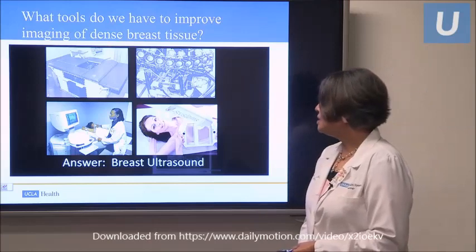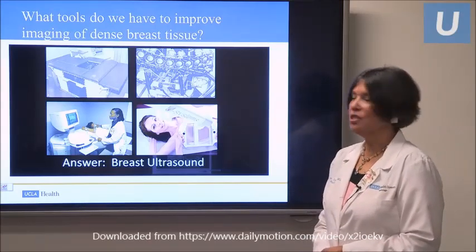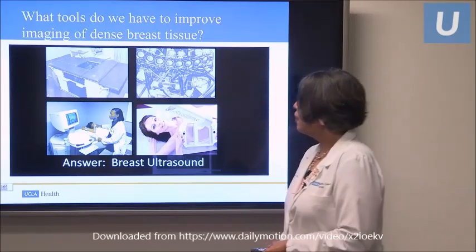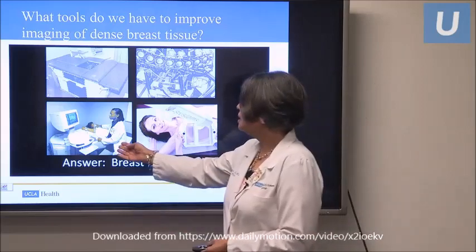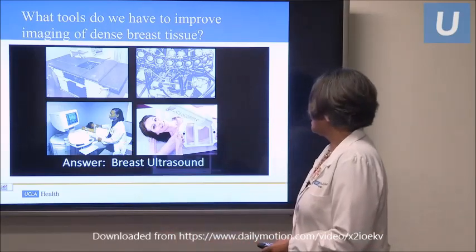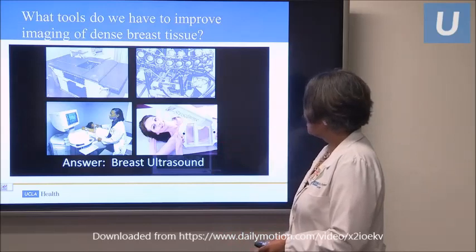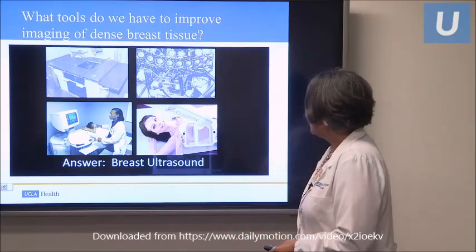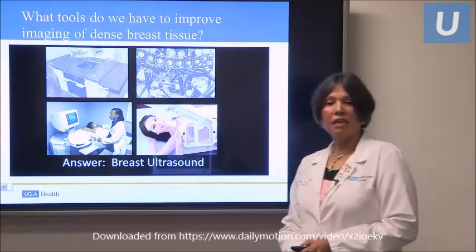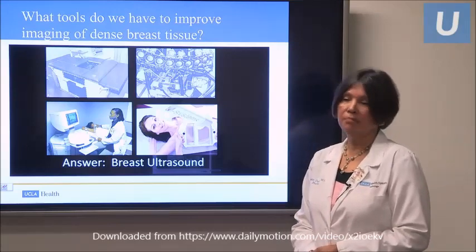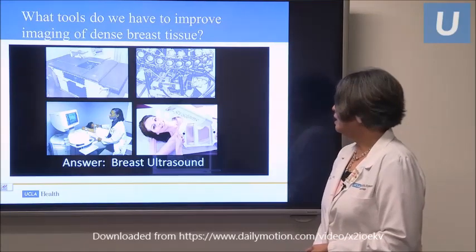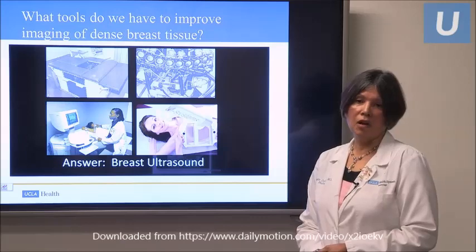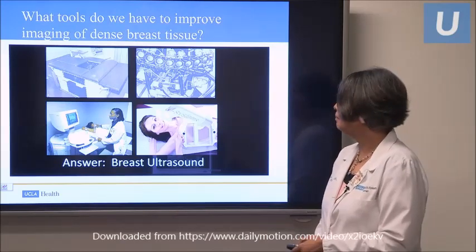But as time has progressed, we have improved our ultrasound imaging, and we are now using primarily the handheld ultrasound units. But we also have a whole body screening type of ultrasound unit that actually can give three-dimensional imaging. And so we are moving and improving all of our imaging devices.